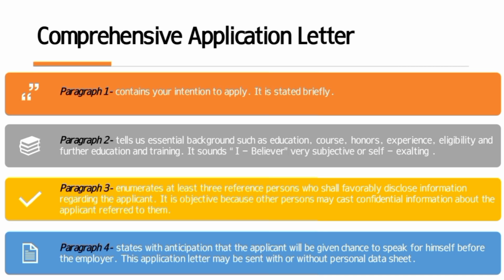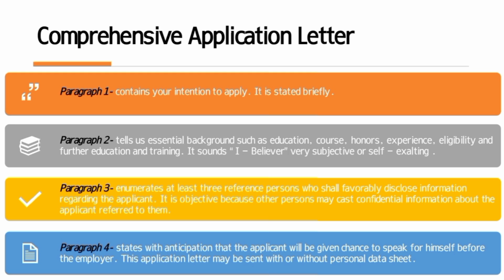Here are the things to take note in order to have a comprehensive application letter. In paragraph 1, it should contain your intention to apply. It is stated briefly. In paragraph 2, it should tell us essential background such as education, course, honors, experience, eligibility, and further education and training. It sounds, I believe, very subjective or self-exalting.